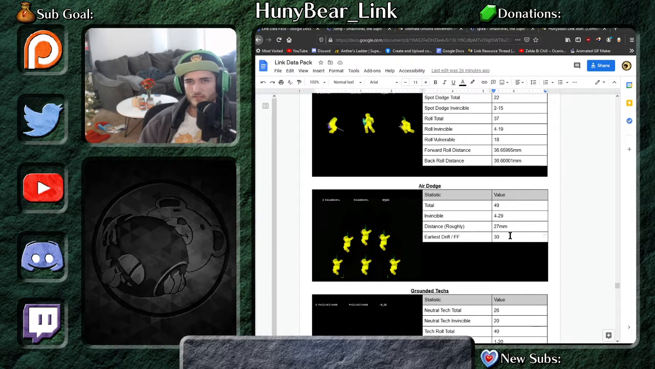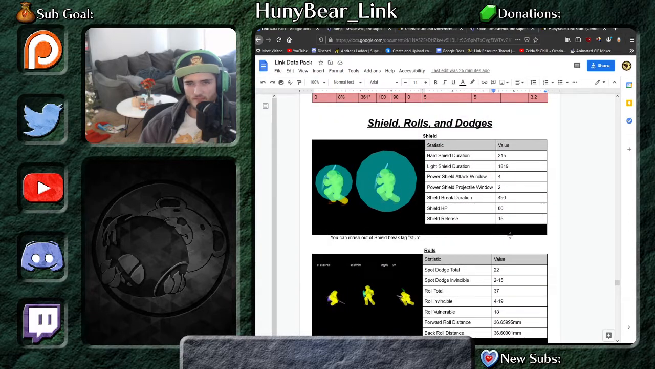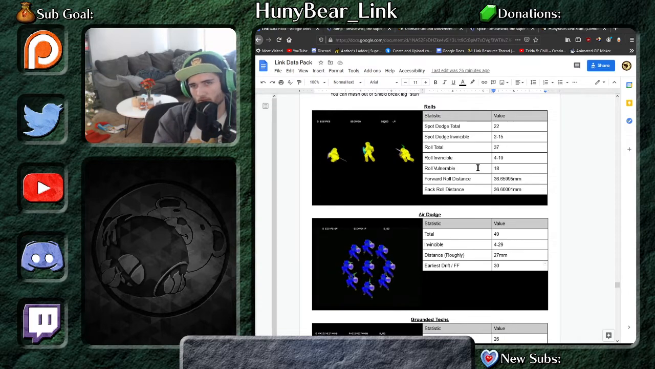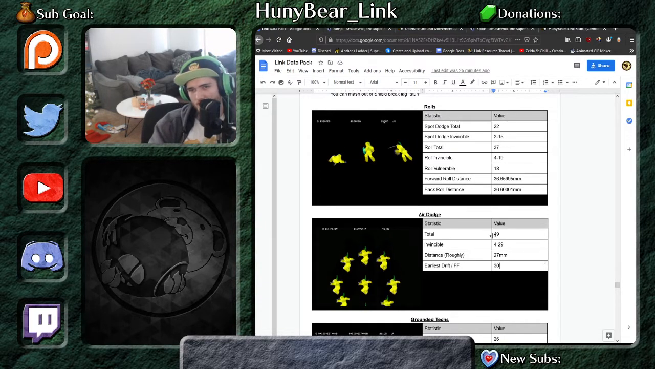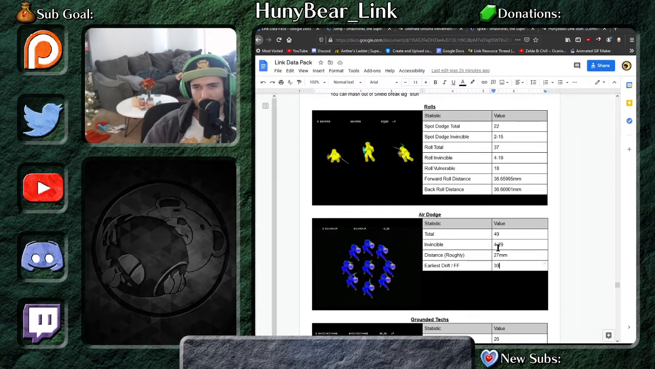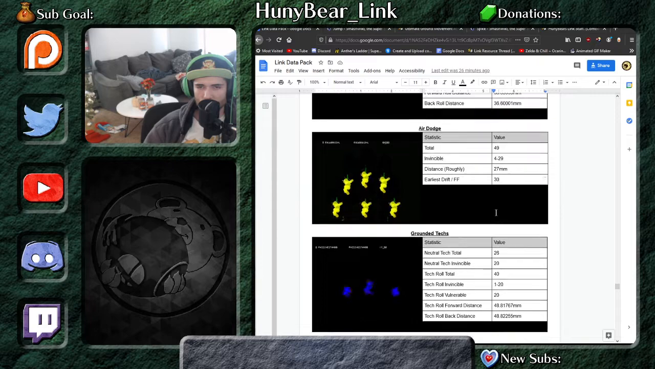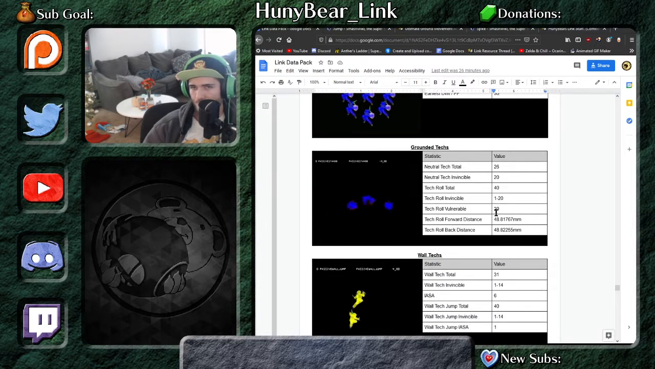Something interesting to note is that a lot of these intangible options aren't actually intangible on the earliest possible frame. Air dodge has 3 frames of startup before being intangible, spot dodge has 1 frame, and rolls have 3 frames before they're intangible.